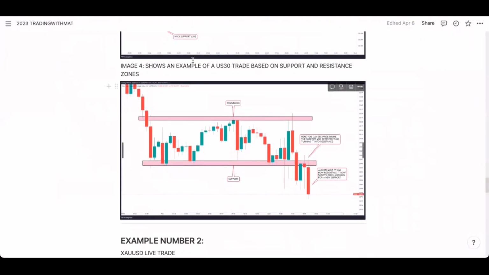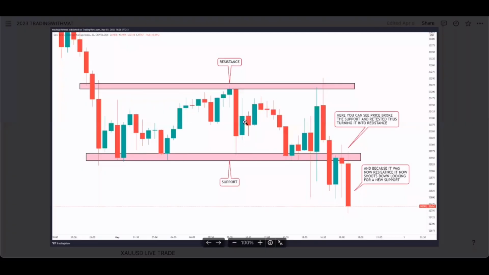All right. Image number 4 shows an example of a US 30 trade based on support and resistance zones. We've got our resistance over there. We've got our support area over here.